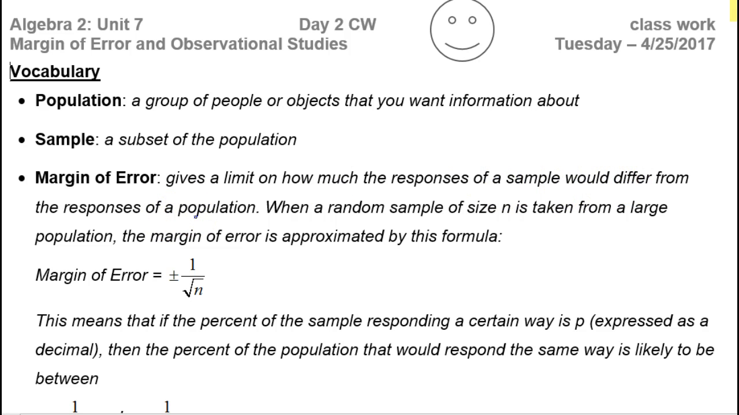So a lot of times if you hear the results of a survey, they'll say, okay, this particular candidate is up by 10% in the polls. But then they'll say something like, this survey had a margin of error of 2%. So that means really, if they're up by 10%, maybe they're up by 12%, or maybe they're only up by 8%. So that's the margin of error. It's like give or take that amount. That's what margin of error is.